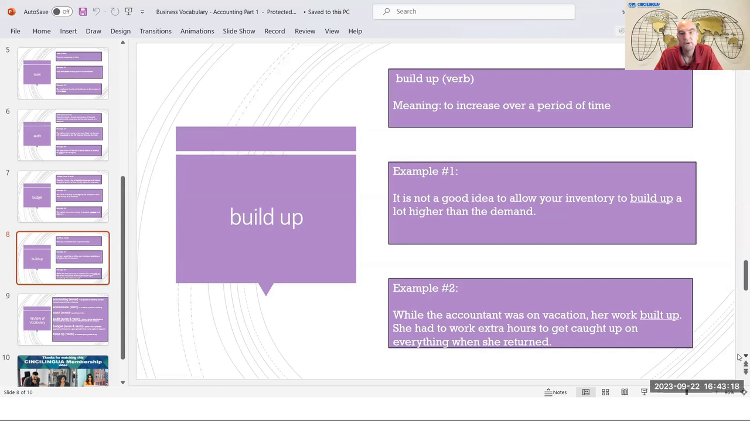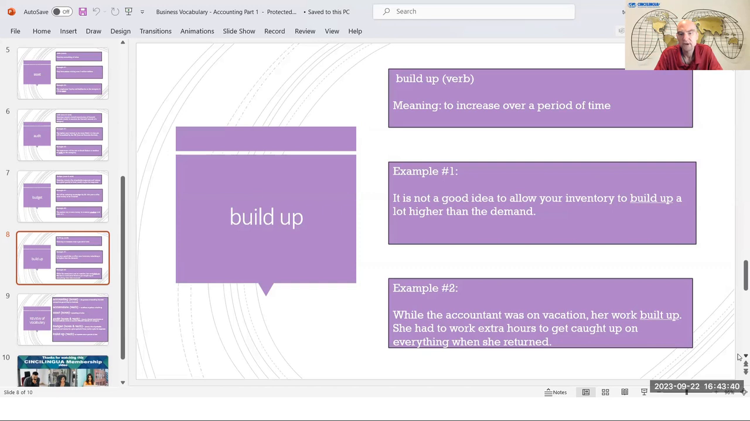Example, it is not a good idea to allow your inventory to build up a lot higher than the demand. It is not a good idea to allow your inventory to build up, to accumulate a lot higher than the demand.